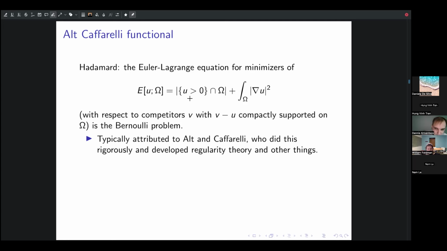So at least formally, if you have a classical critical point of this energy, then you will have a classical solution to Bernoulli. This is just a computation. I mean, this is due to Hadamard, not for this, but for the first eigenvalue of the domain. It's very classic, this Hadamard variational formula. Alt and Caffarelli did this for exactly the problem I'm describing here. And they justify rigorously, for example, that if you have a minimizer of this, then it satisfies the Bernoulli problem, at least in some appropriate sense.